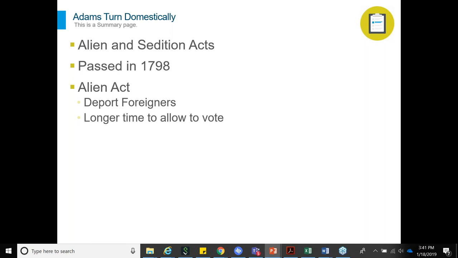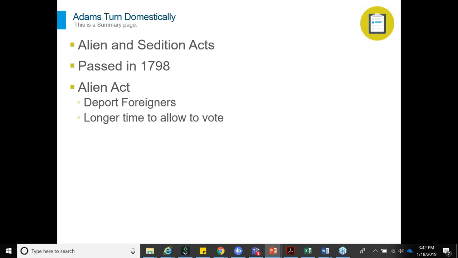The Alien Act gives Adams and the federal government broad power to deport foreigners, with the idea that foreigners are going to try to attack the American system, that they are the ones trying to sow dissent within the United States, try to cause people to want to go to war. And more importantly, they did not allow immigrants who are still in the United States to vote for a number of years. Usually it was just a matter of months that an immigrant had to be in the United States in order to vote. The Alien Act spreads that out to multiple years.